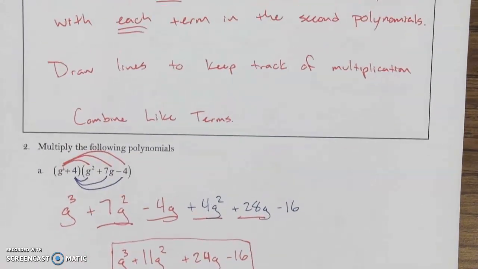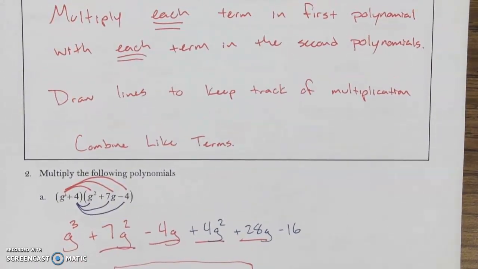Again, multiplying polynomials, multiply every single term in the first polynomial with every single term in the second polynomial. That's objective 49 and 50.